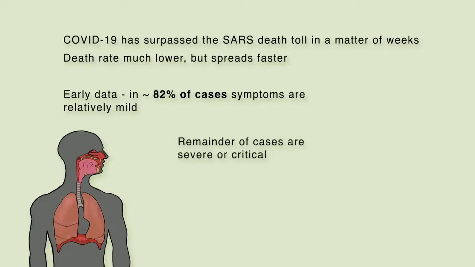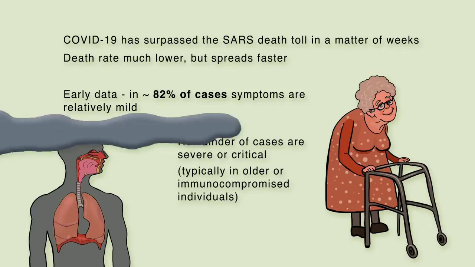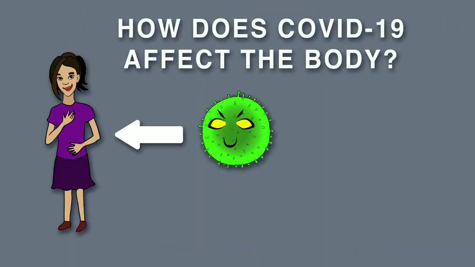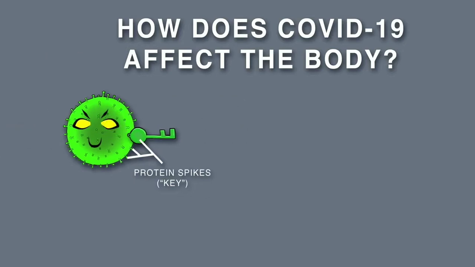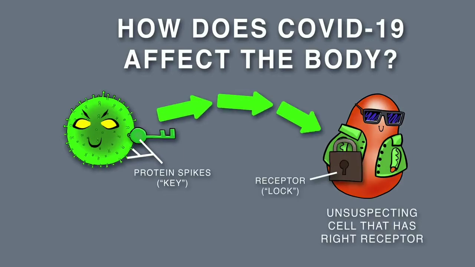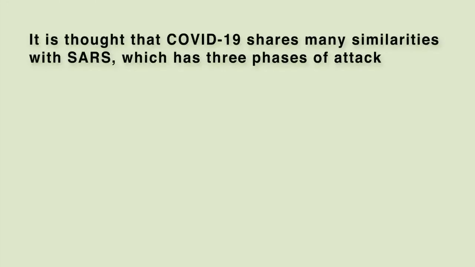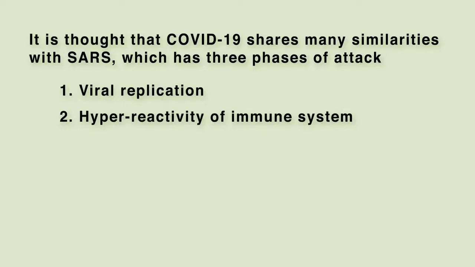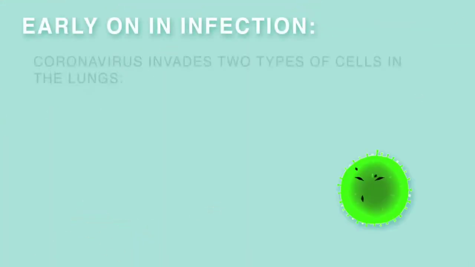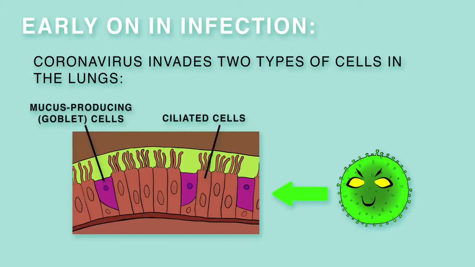However, the remainder of cases are severe or critical, typically in older or immunocompromised individuals. How does COVID-19 affect the body? The virus is fitted with protein spikes sticking out of the envelope that forms the surface and houses a core of genetic material. Any virus that enters your body looks for cells with compatible receptors, ones that allow it to invade the cell. Once they find the right cell, they enter and use the cell's replication machinery to create copies of themselves. It is likely that COVID-19 uses the same receptor as SARS, found in both lungs and small intestines. It is thought that COVID-19 shares many similarities with SARS, which has 3 phases of attack: viral replication, hyperreactivity of the immune system, and finally pulmonary destruction. Early on in infection, the coronavirus invades 2 types of cells in the lungs: mucus and cilia cells. Mucus keeps your lungs from drying out and protects them from pathogens.